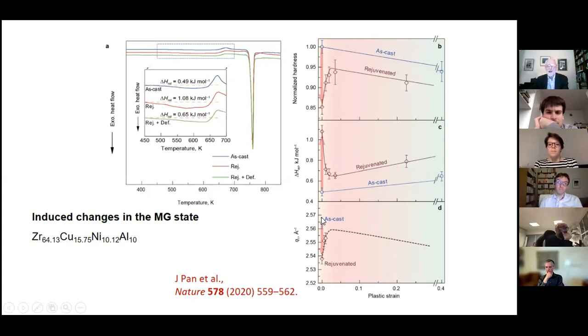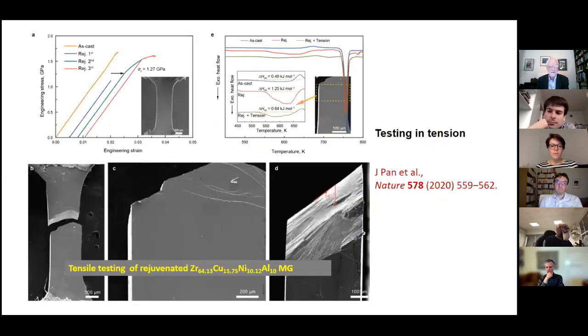Structurally, you rejuvenate, you move your S of Q to lower Q values by the mechanical treatment. As soon as you start to deform your rejuvenated material, it starts to recover and your S of Q starts to move backwards. So it is actually actively relaxing, going to lower energy states as you deform it. You can do it, I should mention, in tension as well, and you see the strain hardening in just the same way, although the experiments are very much more difficult to do.